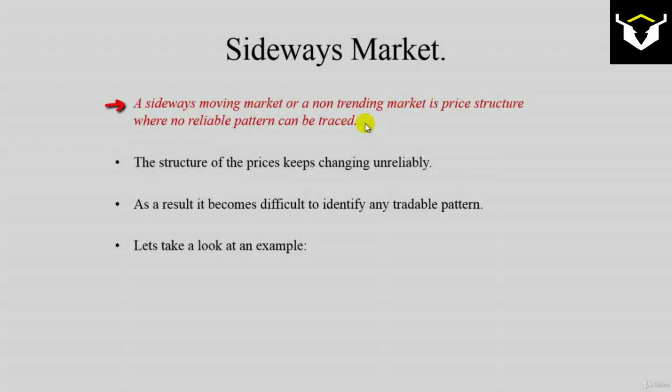A sideways moving market or non-trending market is a price structure where no reliable pattern can be traced. The structure of the prices keeps changing unreliably. As a result, it becomes difficult to identify any tradable pattern. Let's take a look at an example, a theoretical one first.